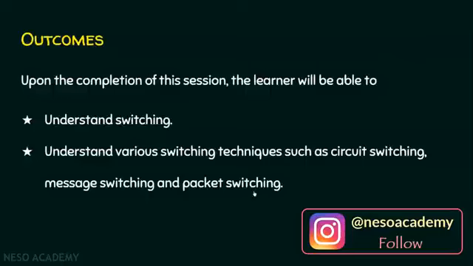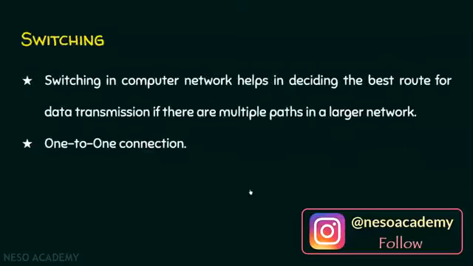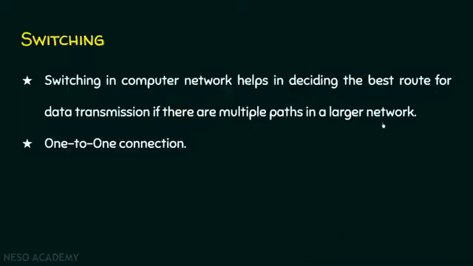We will start with the definition of switching. Switching in computer network helps in deciding the best route for data transmission if there are multiple paths in a large network. For example, if you take the internet, there are multiple paths between the source and the destination, and switching helps in deciding the best route for data transmission. Since big networks like the internet have multiple paths, it should also provide a feel like a one-to-one connection. We have seen what is switching.